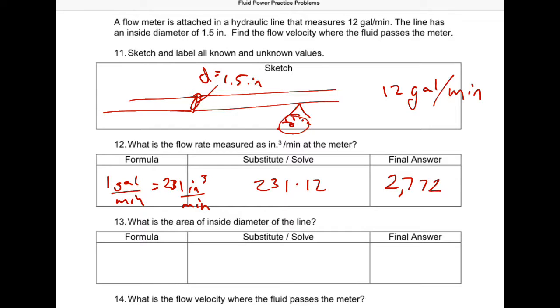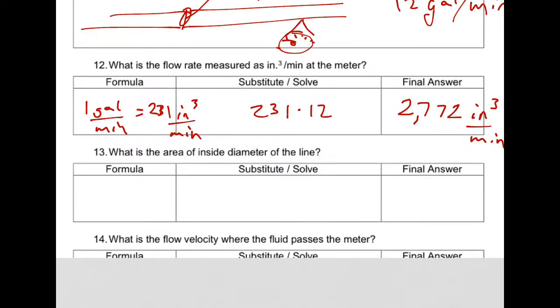And so that's 2,772 inches cubed per minute. And what is the area of the inside cross-section of the line? That's not a good way to word this. What is the area of the inside cross-sectional slice? What's the area of this circle there? If we cut it in half, what's the area of that cross-section?